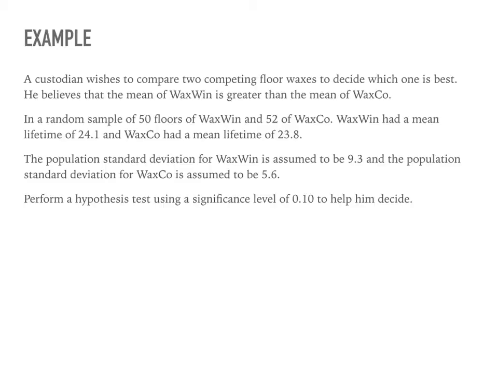Let's look at an example. A custodian wishes to compare two competing floor waxes to decide if one is best. He believes the mean of Waxwin is greater than the mean of Waxco. In a random sample of 50 floors of Waxwin and 52 of Waxco, Waxwin had a mean lifetime of 24.1 and Waxco had a mean lifetime of 23.8. The population standard deviation for Waxwin is assumed to be 9.3, and the population standard deviation for Waxco is assumed to be 5.6. Perform a hypothesis test using a level of significance of 0.01 to help him decide.